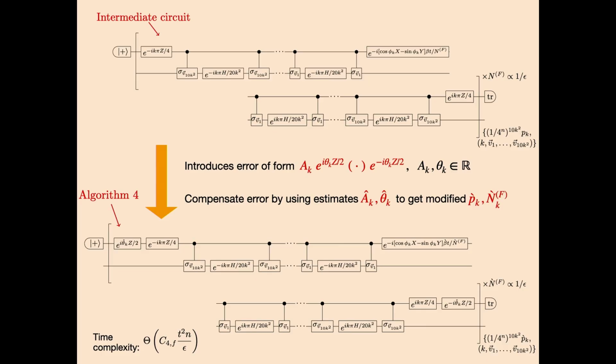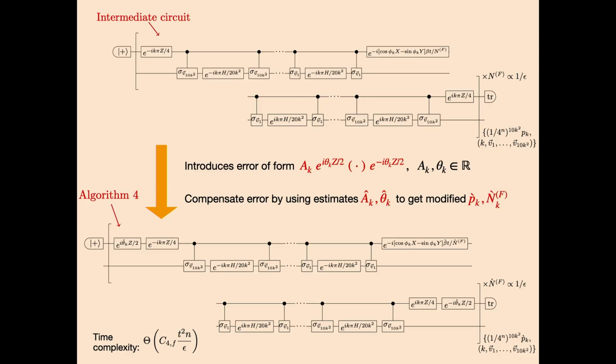But unfortunately, some additional errors will be introduced here. So in order to mitigate those errors, we need to do something more. The errors are actually just in the form of some z rotation, as well as some arbitrary real number ak in each kth step.